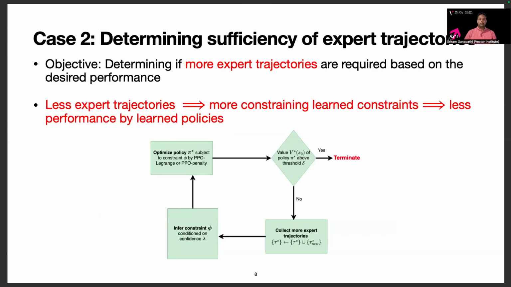In the second case, we provide a method that determines if the number of expert trajectories is sufficient based on the confidence and the performance requirements. Intuitively, having fewer expert trajectories would lead the algorithm to learn more constraining constraints, which leads to lower performance. The flow diagram in this slide shows an approach where more expert trajectories could be obtained if the performance requirements, represented by delta, are not met with the current set of expert trajectories and the confidence lambda.